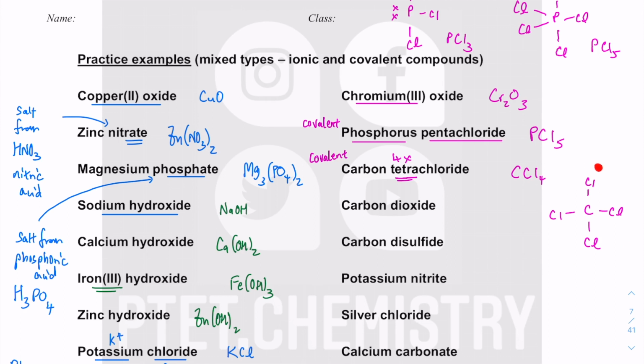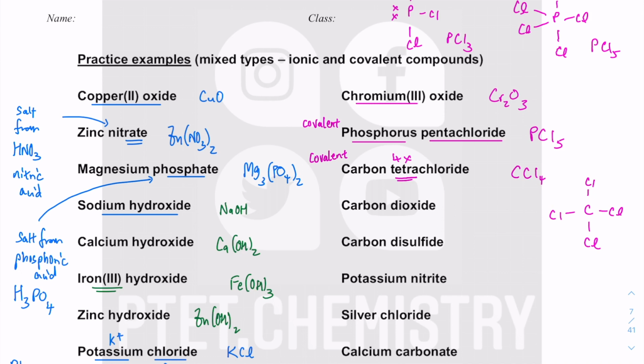Make sure that when you draw the dot and cross, these are not hydrogen. These are chlorine. So you still have 3 more lone pairs, meaning 6 more non-bonding electrons on each chlorine.